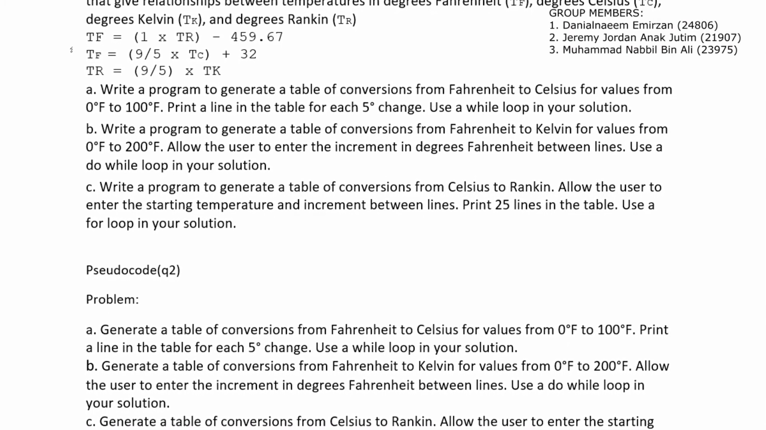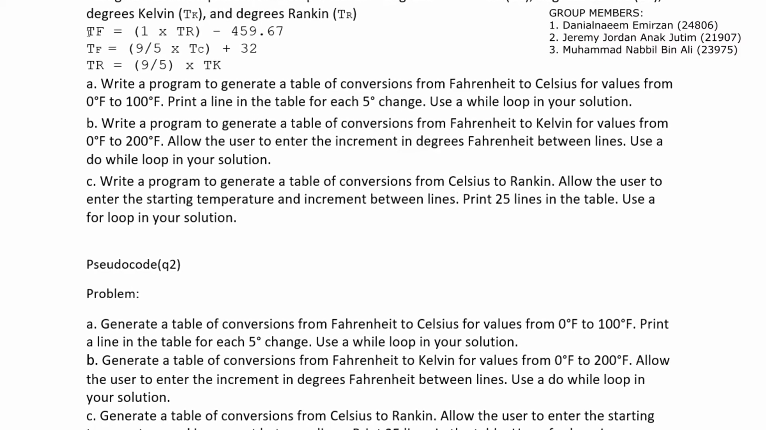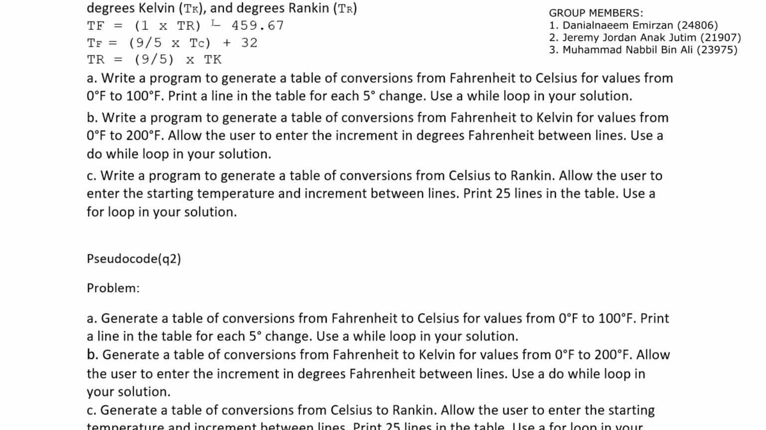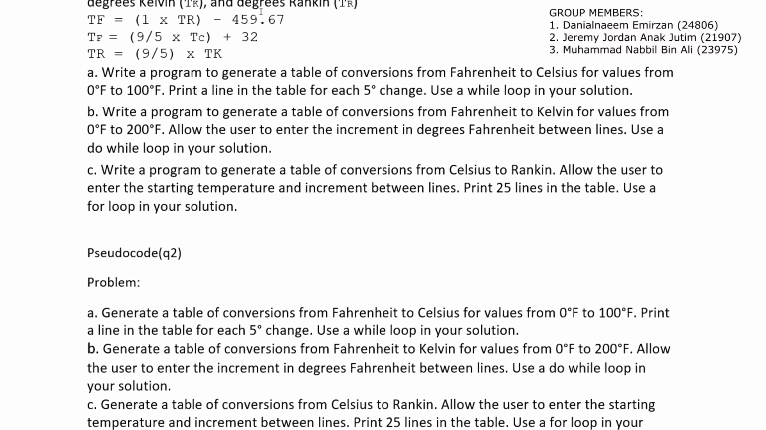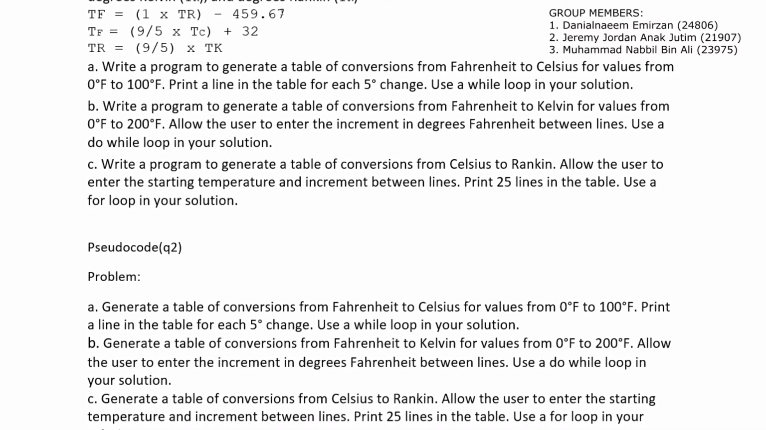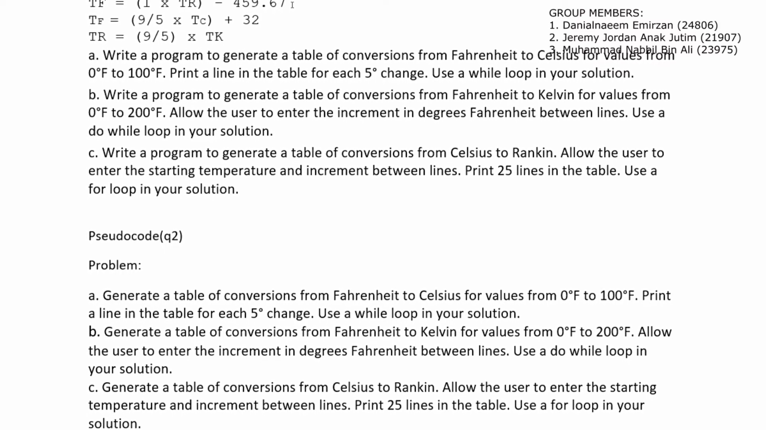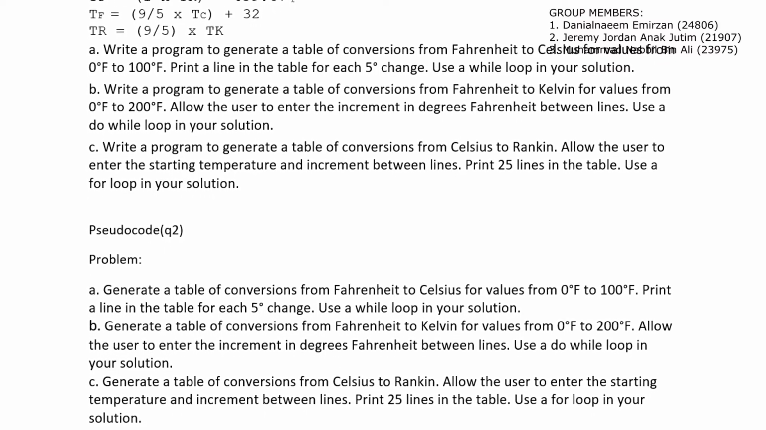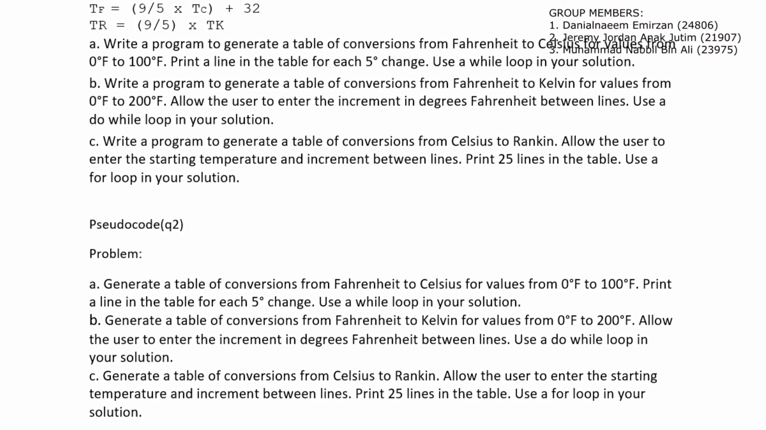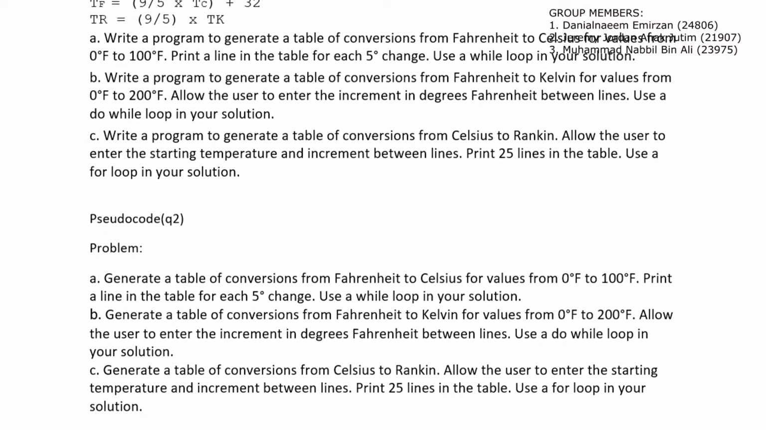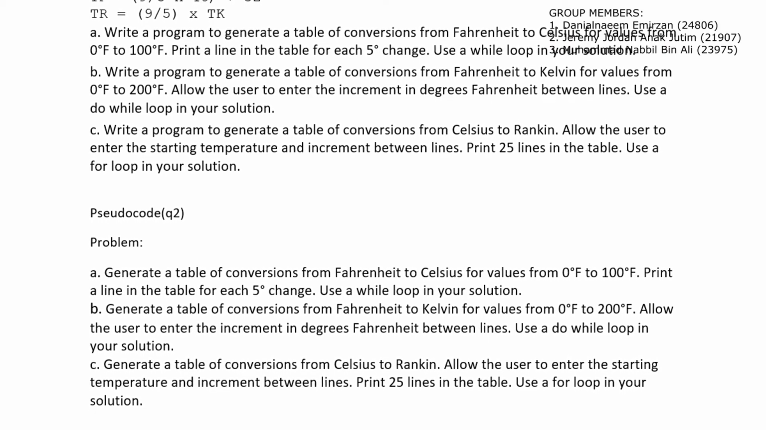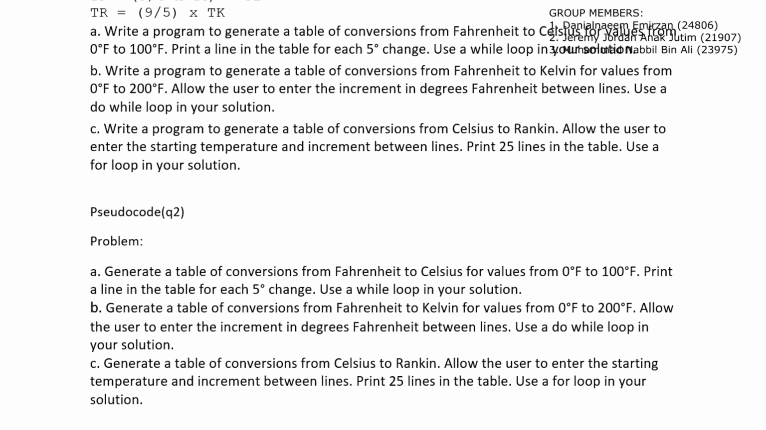For the second formula, TF is equal to 9/5 times TC plus 32, and degrees Rankine is equal to 9/5 times TK. For the first question, write a program to generate a table of conversion from Fahrenheit to Celsius for values from 0 degrees Fahrenheit to 100 degrees Fahrenheit. Print a line in the table for each 5 degree change. Use a while loop in your solution.